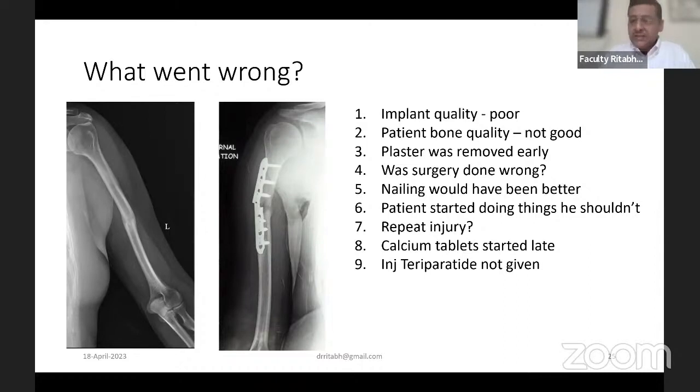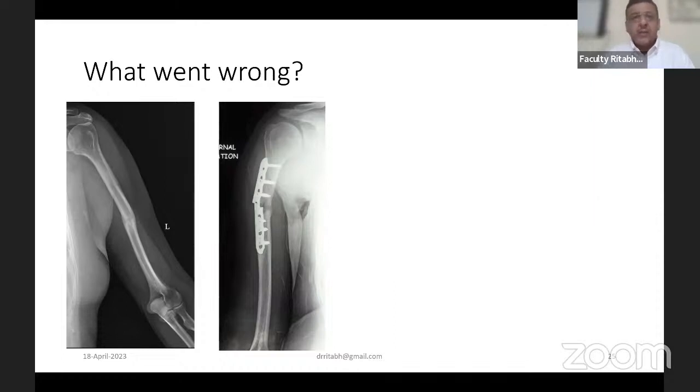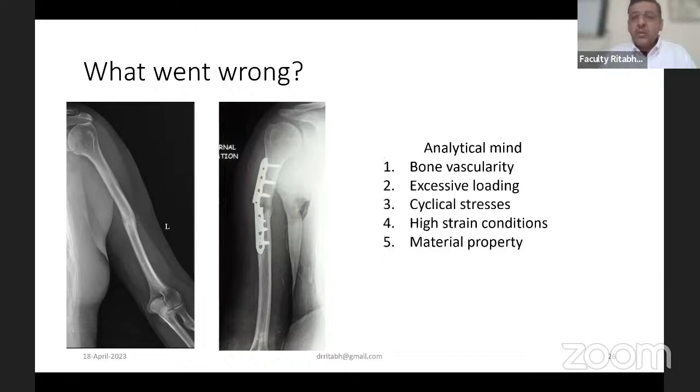So these are reasons of a given, not of a rational, logical mind. These are emotional reasons. A more analytical mind will think of what may have happened to the bone vascularity during surgery. Was the limb being loaded excessively? So try to find out what kind of activities he was doing once he was comfortable.